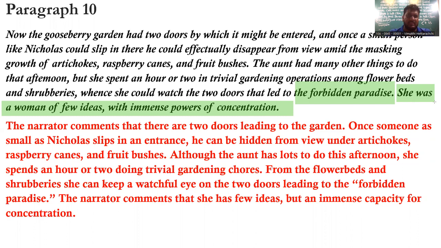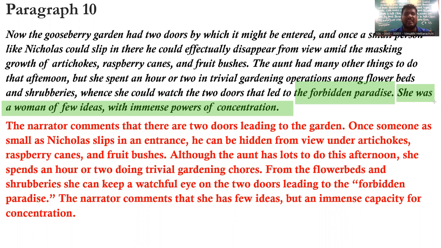Although the aunt has lots to do this afternoon, she spends an hour or two doing trivial gardening chores. Chores means the operations. From the flower beds and shrubberies, she can keep a watchful eye on the two doors leading to the forbidden garden. She is waiting. She is eagerly waiting, anxiously waiting for Nicholas's arrival. Soon after Nicholas enters the lumber room, she can go there and capture him and give all the punishments that she needed.